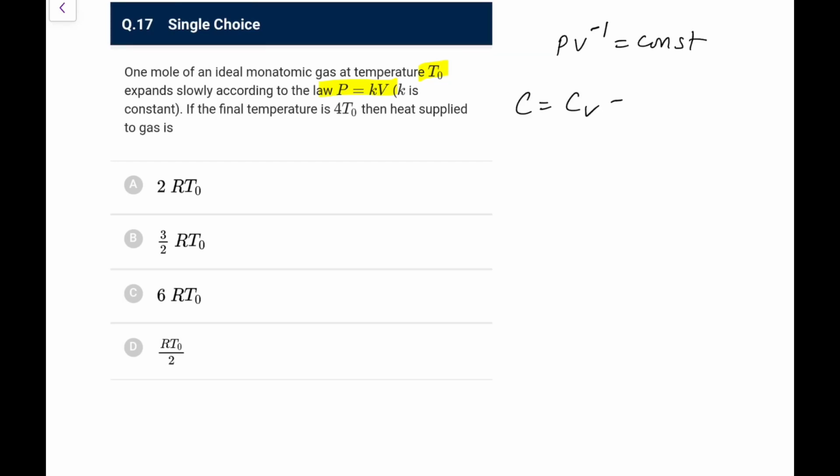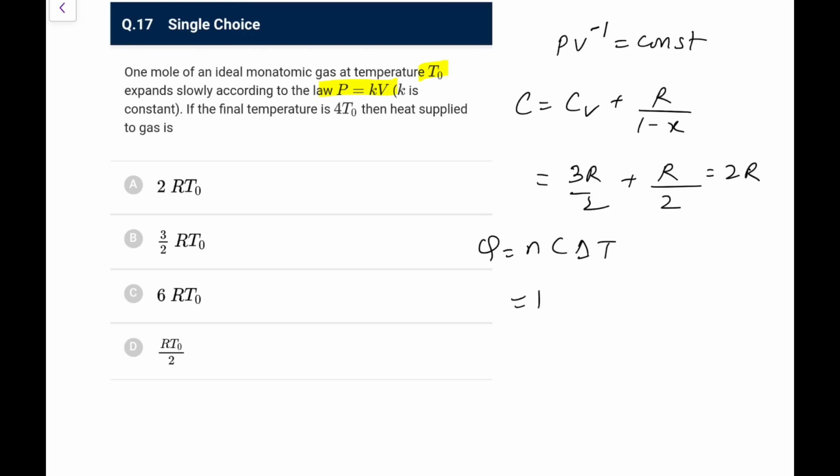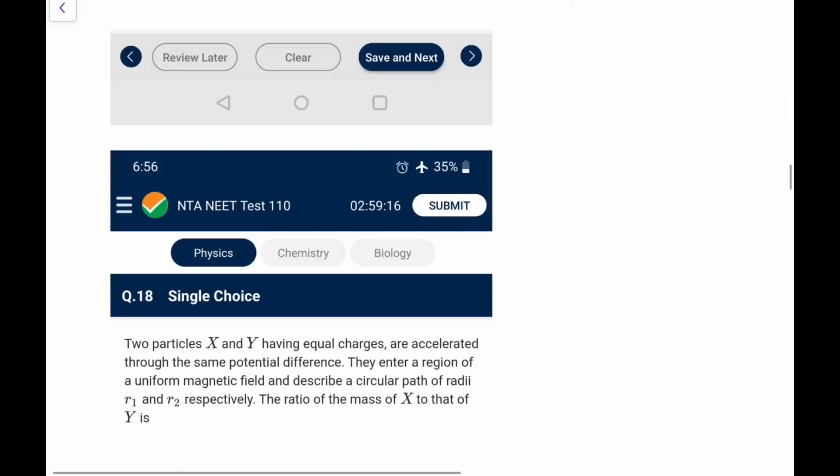So C would be Cv plus R upon 1 minus x. So what is Cv? Mono it is, so 3R by 2 plus R upon x is minus 1, so R by 2, that is 2R. So the heat supplied is nC delta T. So 1 into 2R delta T would be 3T0, so go for 6R T0. You can brush up this concept from the video that I have made on this polytropic one. It is an easy one if you know that theory.